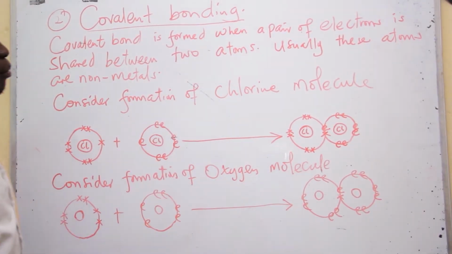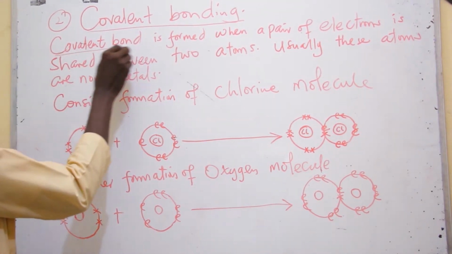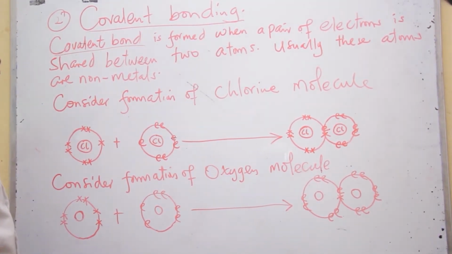Having finished ionic bonding, let us also look at covalent bonding. A covalent bond is formed when a pair of electrons is shared between two atoms. Usually these atoms are non-metals. In ionic bonding, we talked of atoms transferring electrons from metals to non-metals, which means there is formation of positive charge and negative charge. But here we are looking at atoms sharing a pair of electrons.